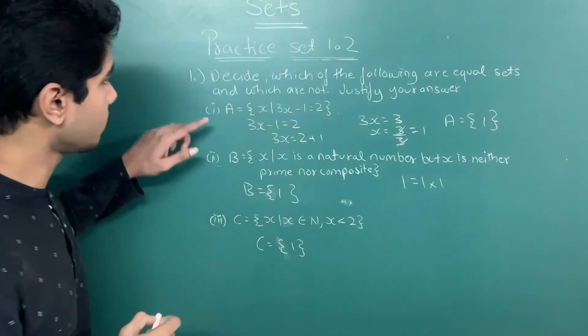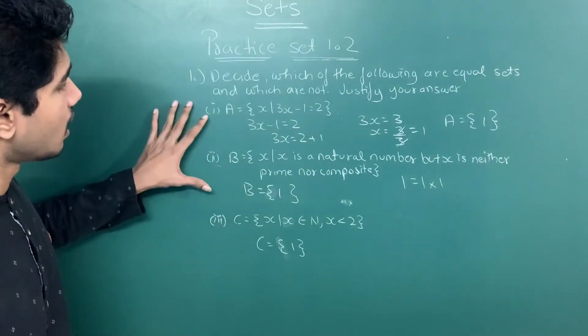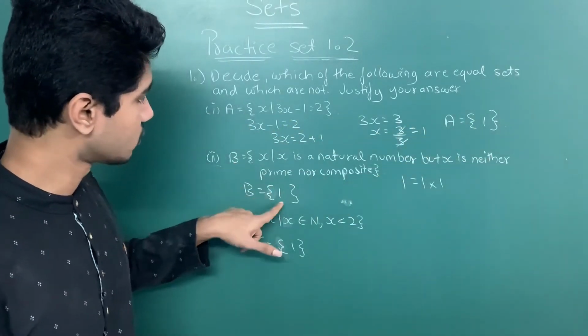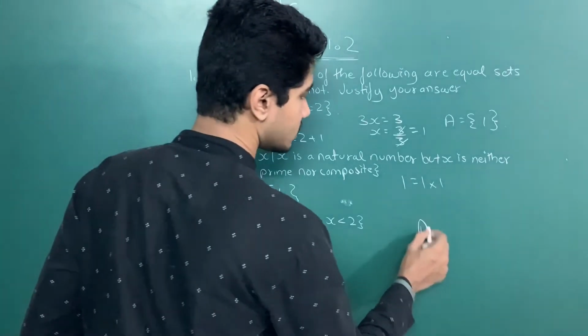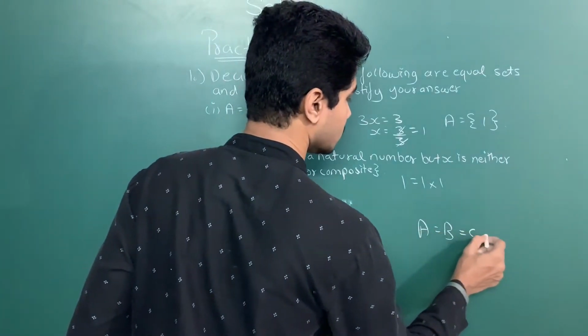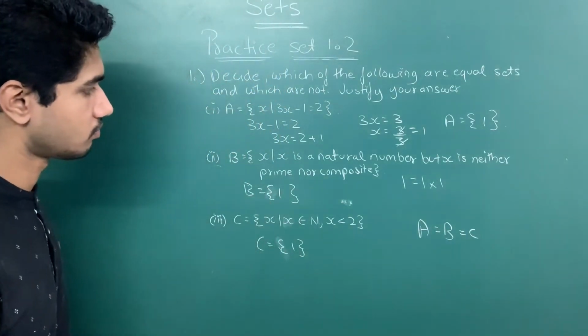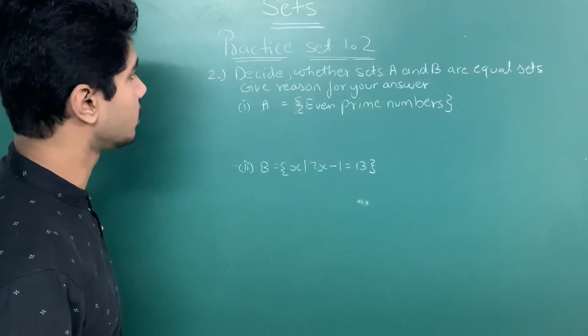Now if you see, the element of all three sets are same. A is 1, B is also 1 and C is also 1. Therefore all three sets are equal to each other because the element is same. Second question, decide whether set A and B are equal sets.